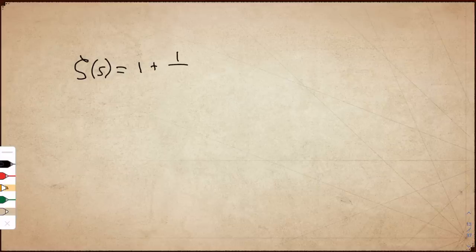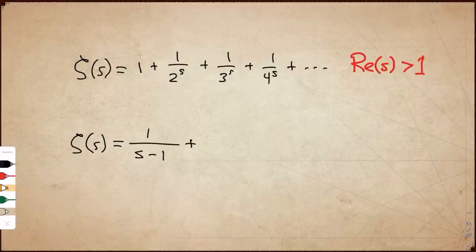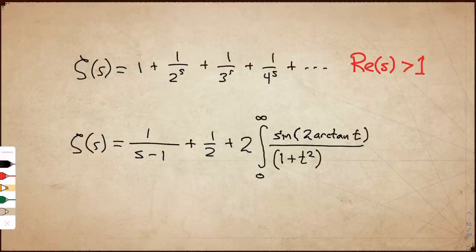Just to show one example of this, the Riemann zeta function, zeta of s, is 1 plus 1 over 2 to the s plus 1 over 3 to the s, and so on. This is valid when the real part of s is bigger than 1. But we can also write zeta of s as 1 over s minus 1 plus 1 half plus 2 times the integral from 0 to infinity of sine of 2 arctan t over 1 plus t squared to the power s over 2 times e to the 2 pi t minus 1. And the integration variable here is t.